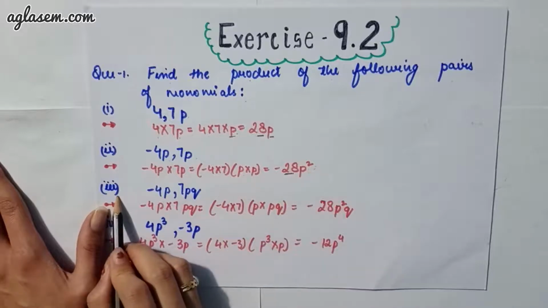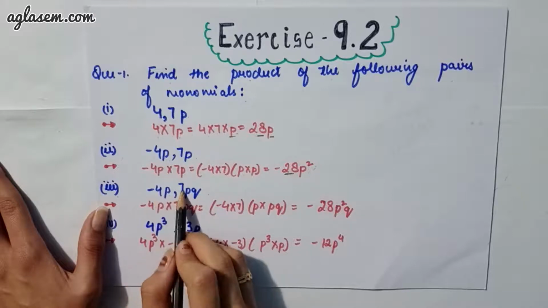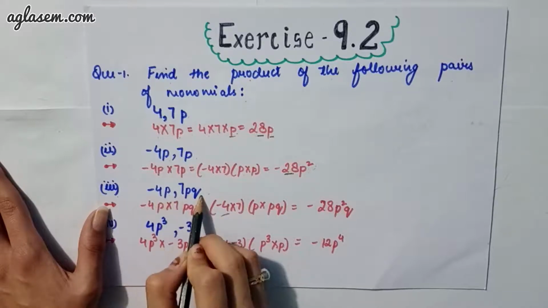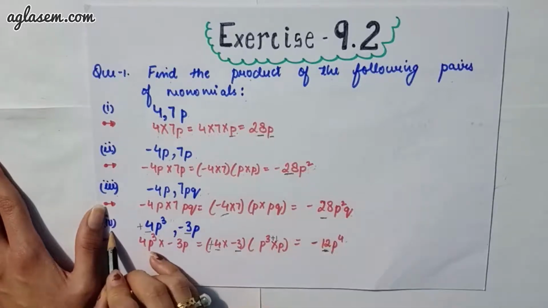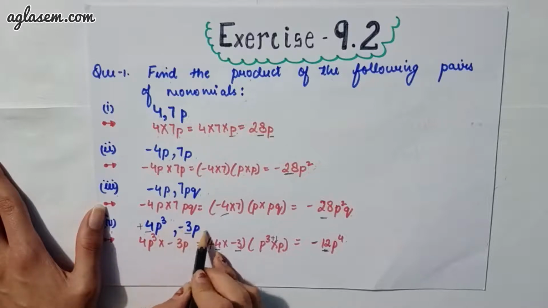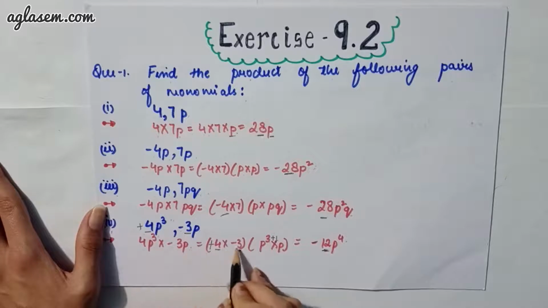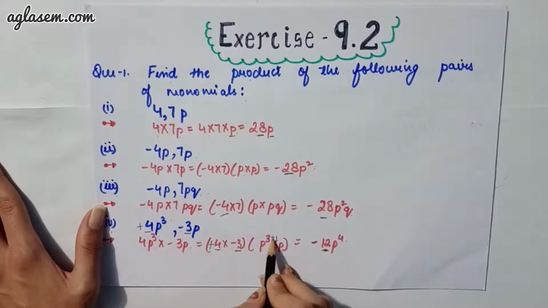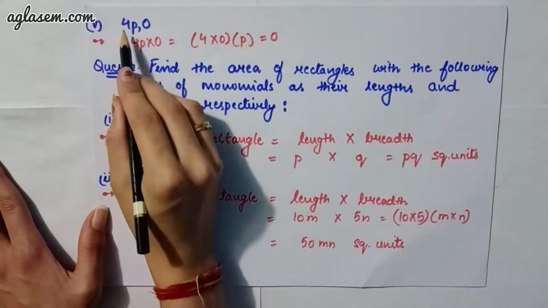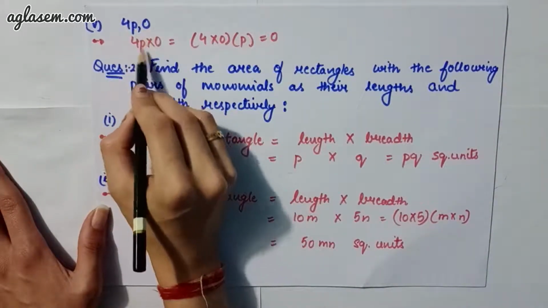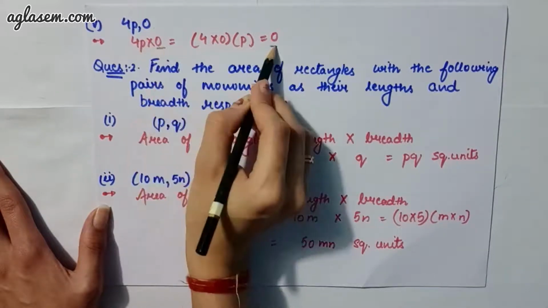Moving to our third part, which says minus 4p, 7p cube. It means minus 4 into 7 and p into q. So the answer will be minus 28p square q. Moving to our fourth part, which says 4p cube, minus 3p. It means 4p cube into minus 3p, we will get 4 into minus 3, that is minus 12, and p cube into p, which means p power 4. Moving to our fifth part, which says 4p and 0. So 4p into 0 means 0. Anything multiplied by 0 will be 0.